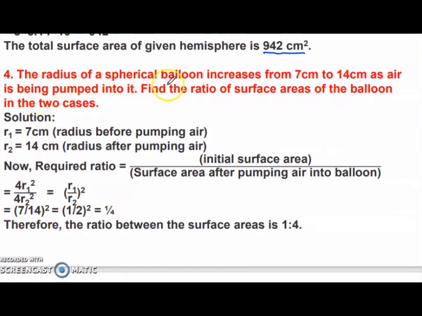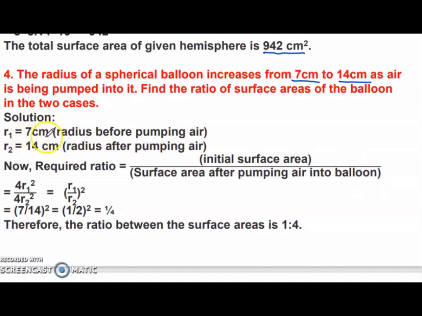The radius of a spherical balloon increases from 7 centimeter to 14 centimeter as air is being pumped into it. Find the ratio of the surface areas of the balloon in two cases. So here you have to find ratio of the surface areas, which means initial surface area divided by the surface area after the air was pumped into the balloon. So this is what you have to find out. The required ratio will be initial surface area divided by surface area after pumping air into the balloon.